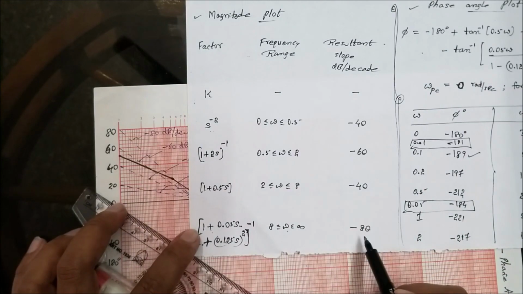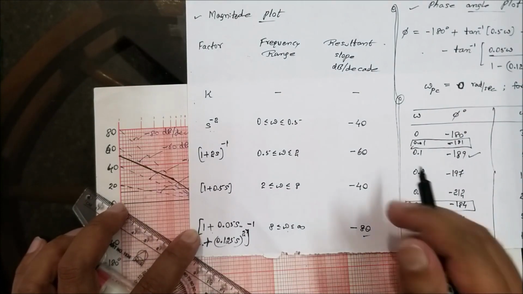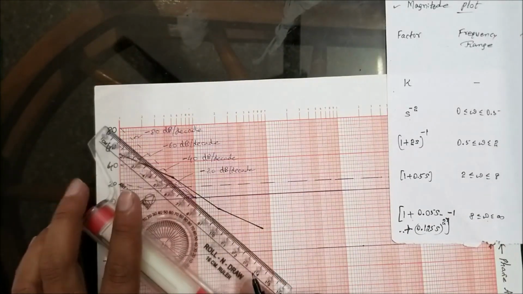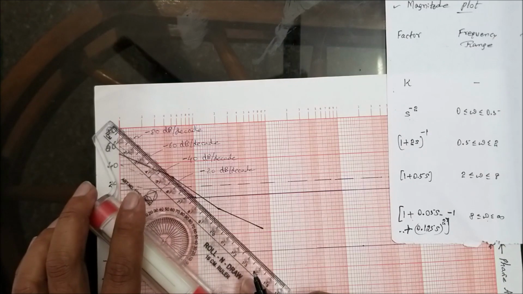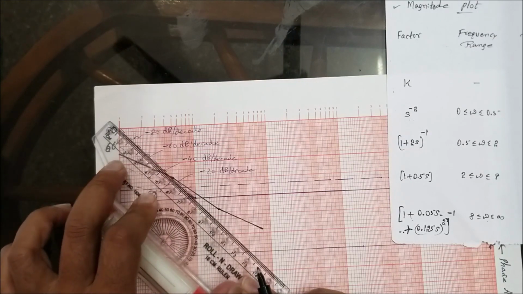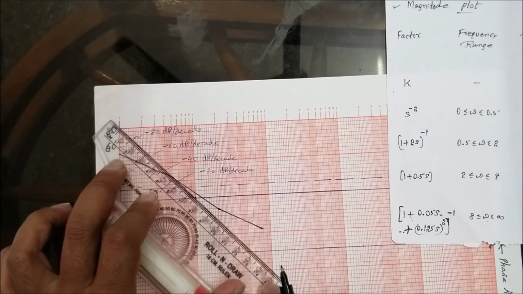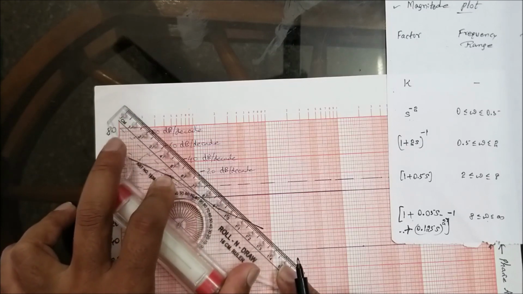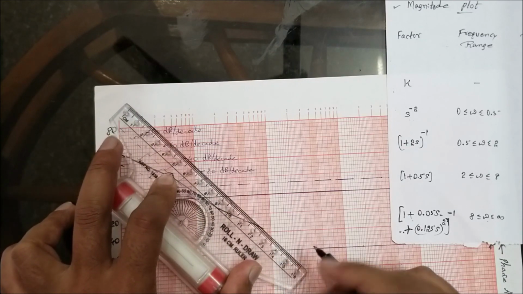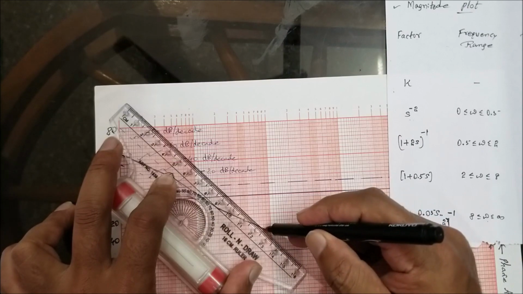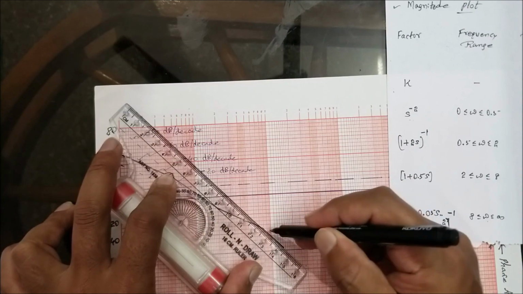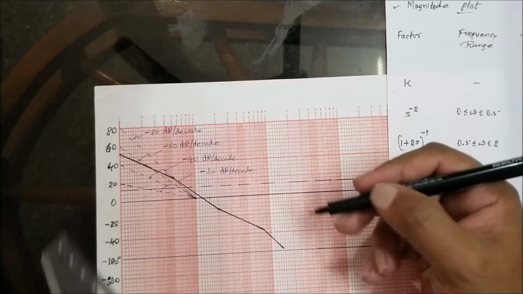Next I have minus 80 decibels per decade. So this is minus 80 decibels per decade, that is from 8 to infinity. So draw a line parallel to minus 80 decibels per decade from 8 radians per second to infinity. From 8 radians per second till infinity. So let me stop here.